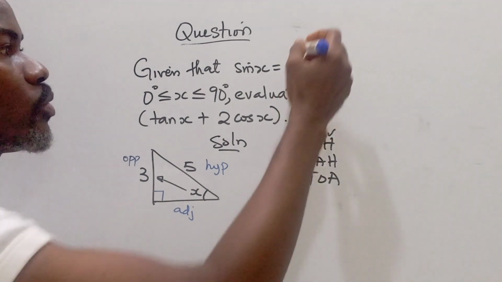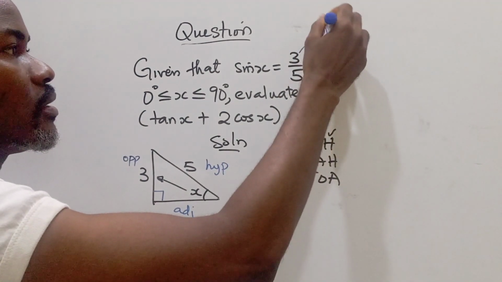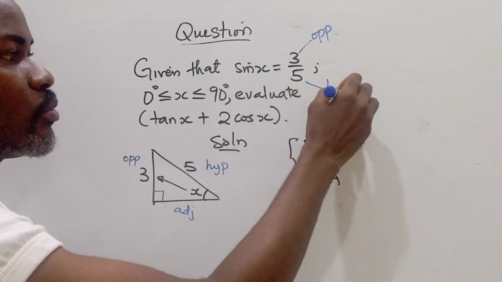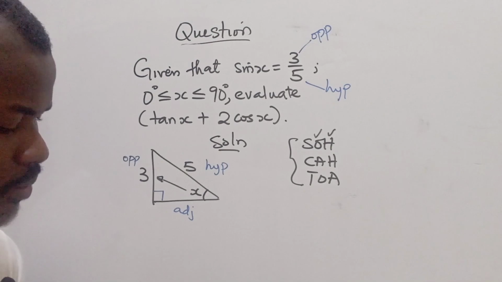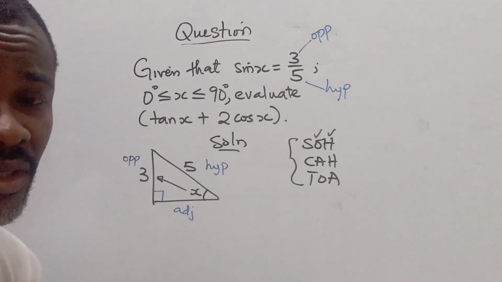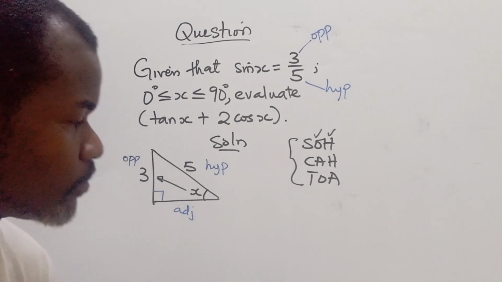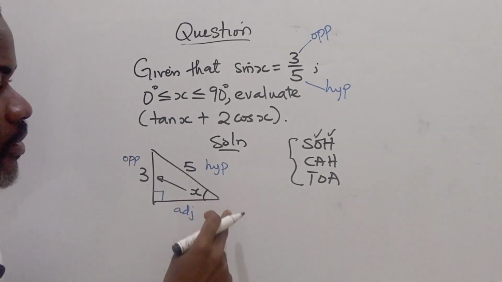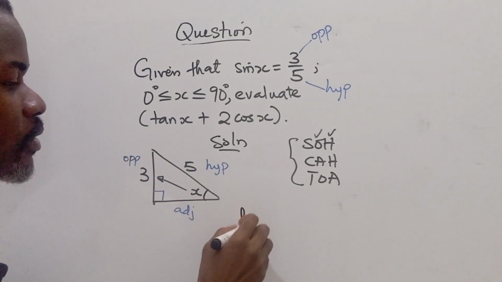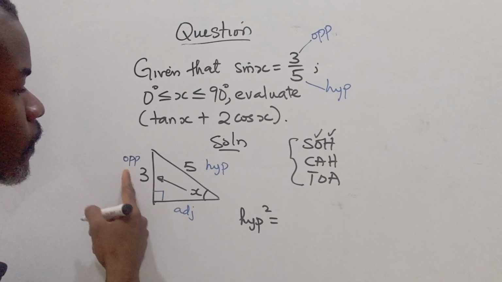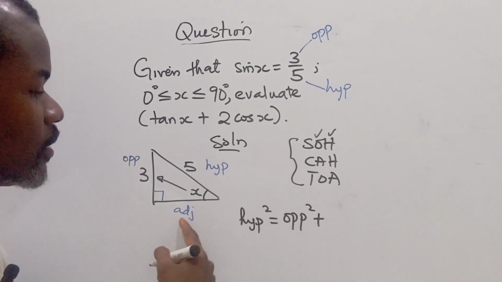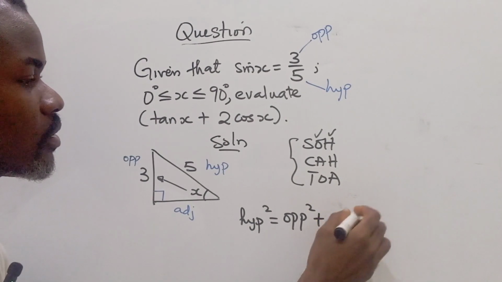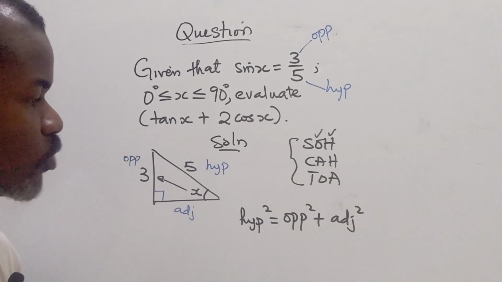So sine x gives us an idea of what we have. This is the opposite and this is the hypotenuse. So we have to look out for the adjacent. What theorem are we going to use? We are going to apply the Pythagoras theorem. So hypotenuse squared is equal to opposite squared plus adjacent squared.